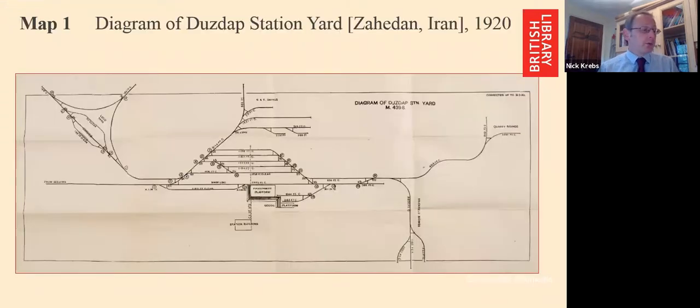What I'd like to do in the time that we've got remaining is have a look at a couple of maps, just out of interest, really, a couple of interesting ones that I've pulled out of the collection. The first one, the diagram of Duzdap station in Persia, or now Zahedan in Iran, from 1920. This was the mapping that was produced when they first opened the railway to this part of Persia. It's in southeast Persia. The map itself is not particularly interesting, but the railway has rather an interesting story.